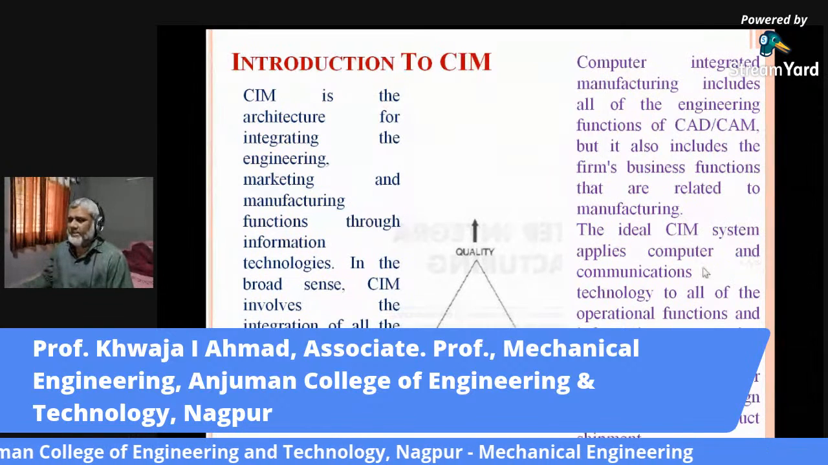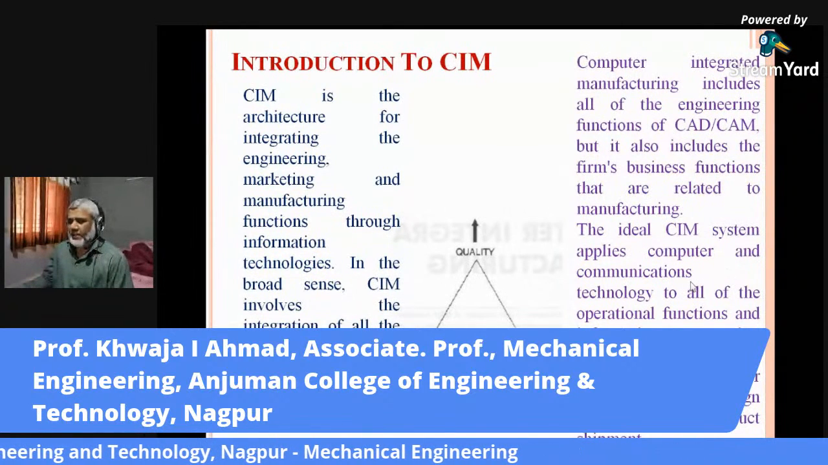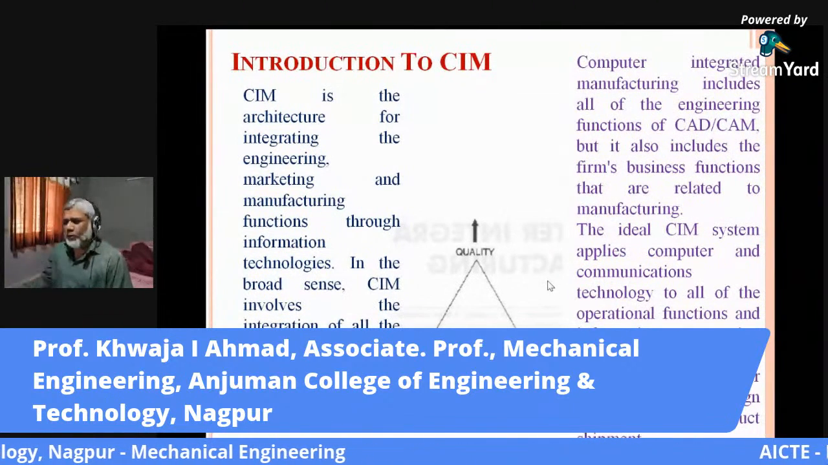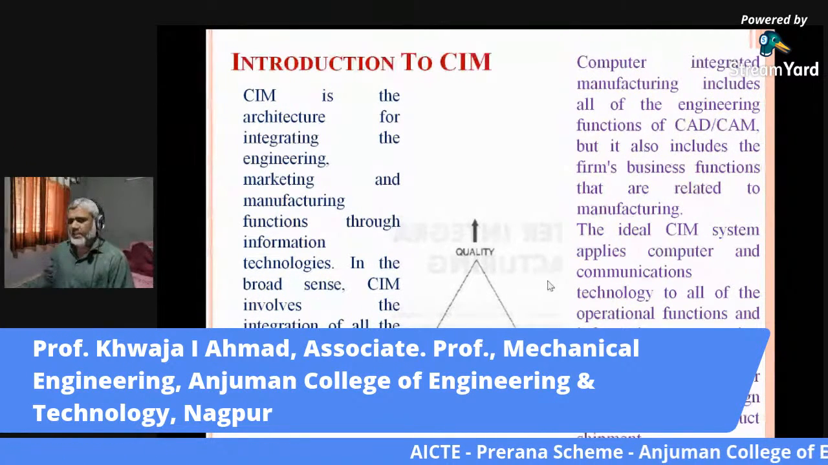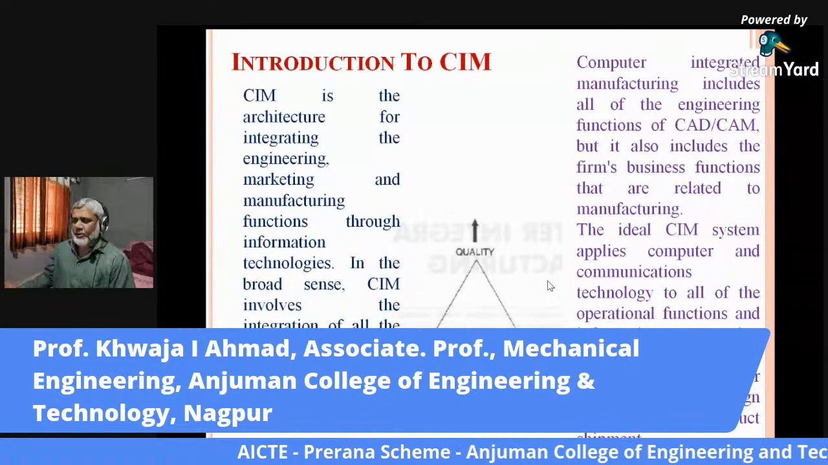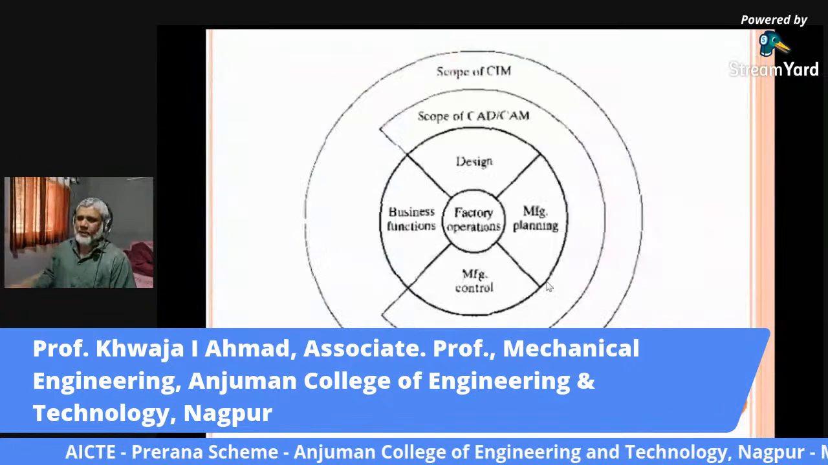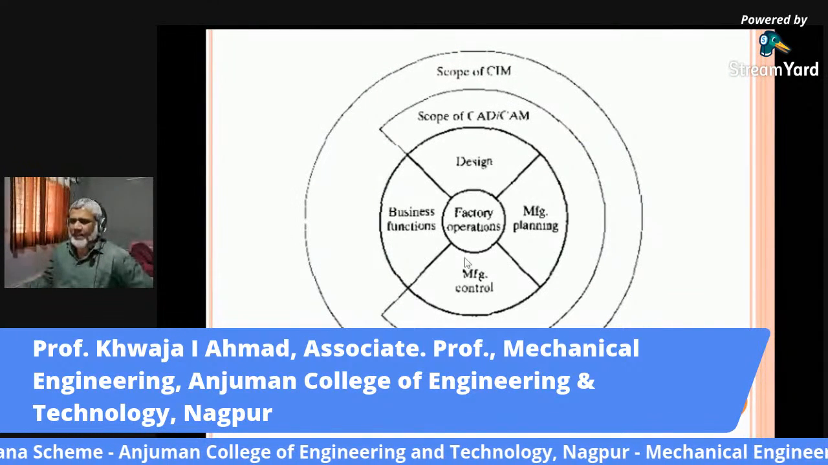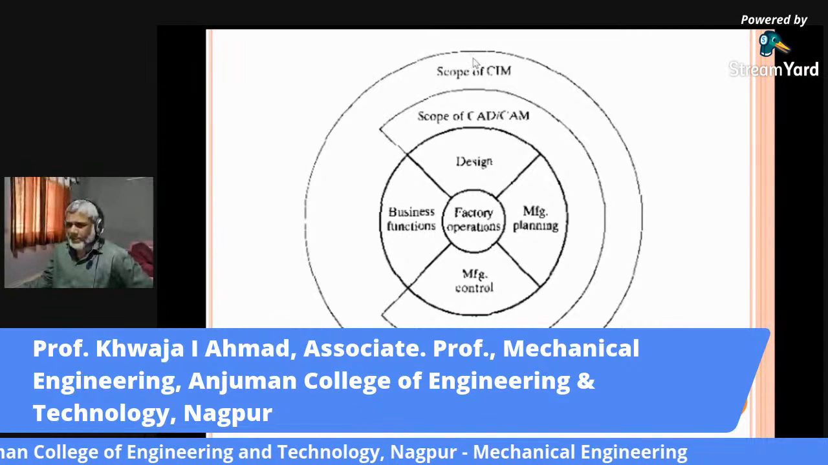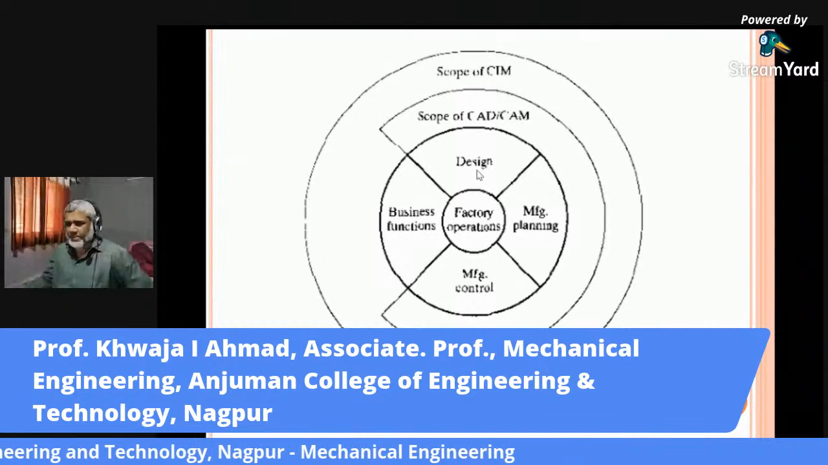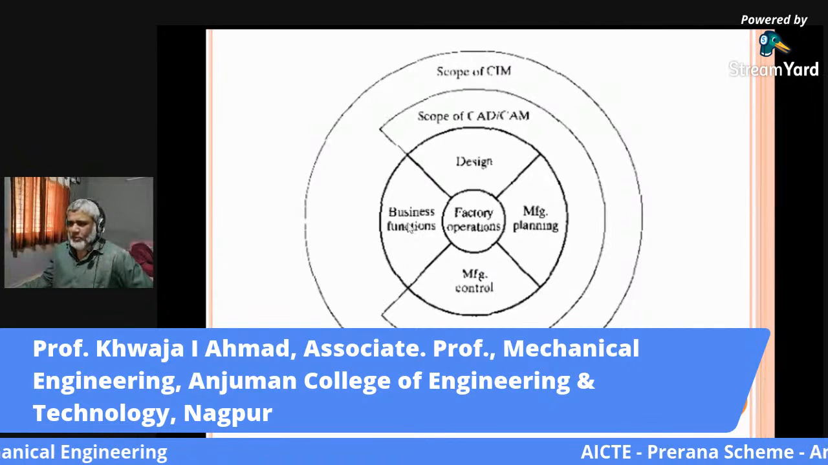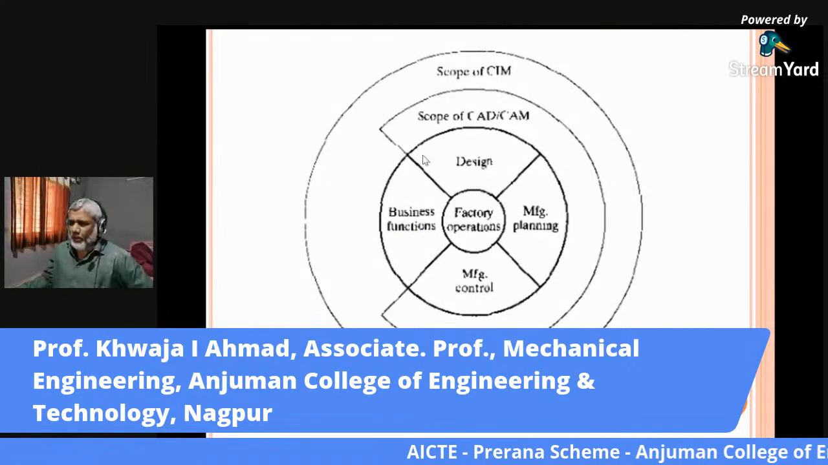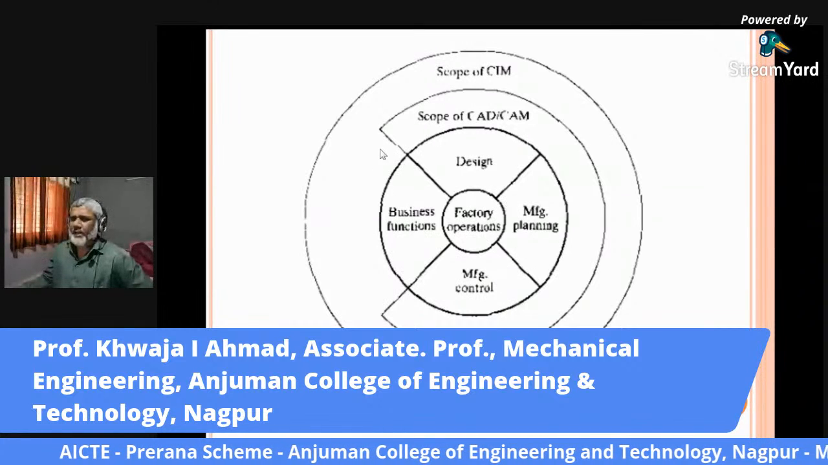The ideal CIM system applies computer and communication technology to all the operational functions and information processing functions in manufacturing, from order received through design and production to product shipment. This is the scope of CAD CAM and CIM. Scope of CIM is this ring, complete ring. It covers design, manufacturing planning, manufacturing control, and business function. All these are nothing but the part and parcel of CIM.